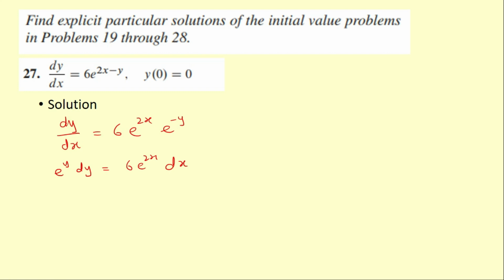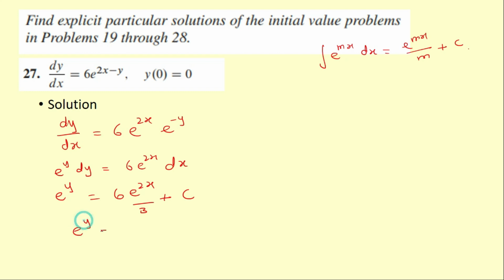What's next is integration. Integration of e power, remember this formula, integral e power mx dx is e power mx over m plus c, right? So here the coefficient of the variable is 1, so the left hand side is just e raised to y, the right hand side is 6 times e raised to 2x over 2 plus c, and you will end up with writing e raised to y is equal to 3 e raised to 2x plus c. Call this equation number 1.